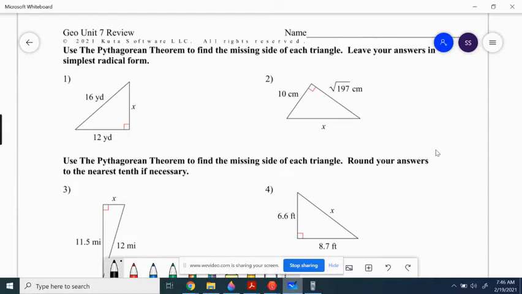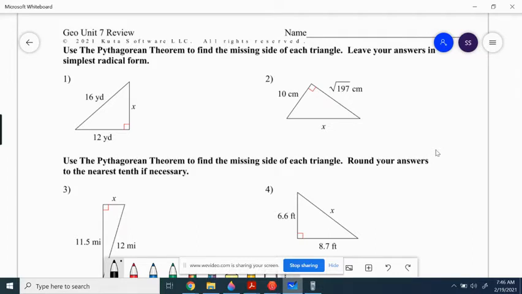So the first two sections here are finding the missing side length using Pythagorean theorem. First section, we need to leave our answer in simplest radical form, and 3 and 4, we want to leave it in the nearest tenth. So we're going to be rounding.